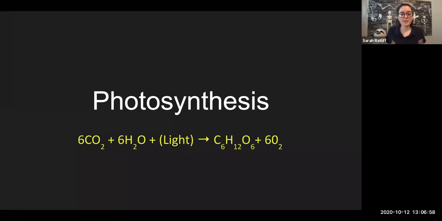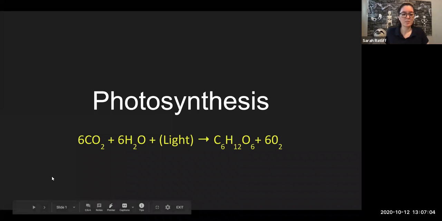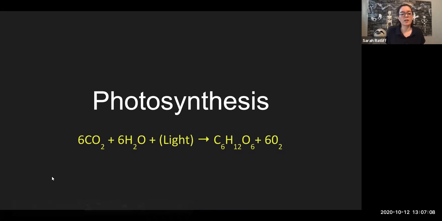All right, so photosynthesis. Here is the chemical equation of photosynthesis. So we have carbon dioxide, water, and light as reactants going in, and sugar and oxygen are going to be the products that are at the end of this reaction.